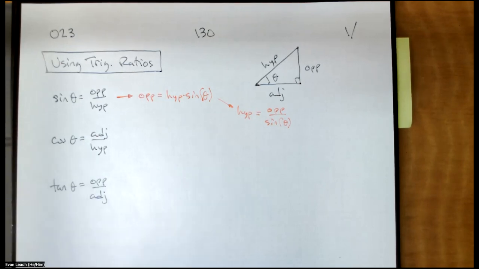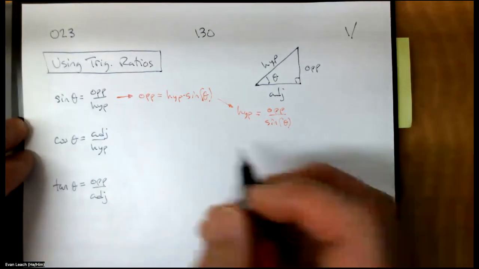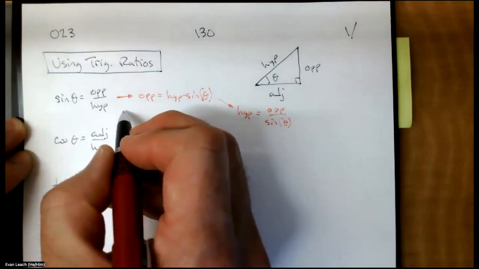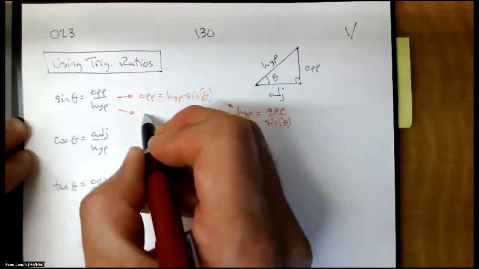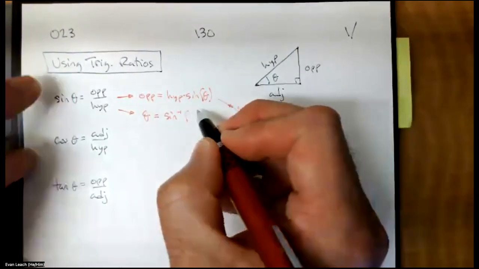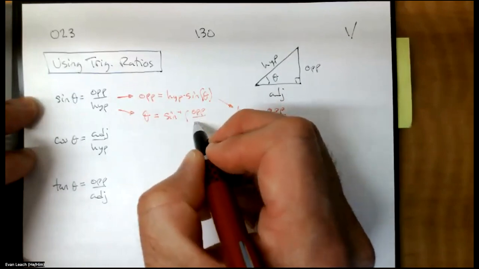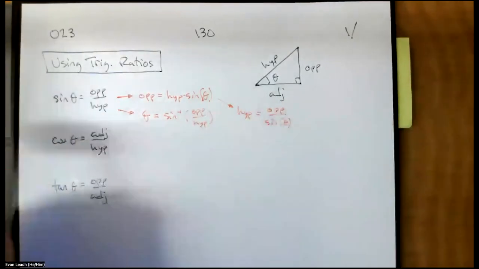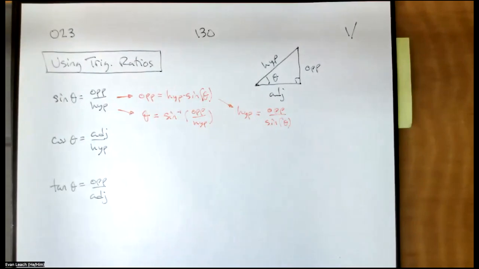One of the things that we came across last time was that if we want to use these trig ratios to find angles, we need to undo our trig function. We need inverse trig functions. So the other thing that we have to have is that if sine of theta is opposite over hypotenuse, then theta is sine inverse of opposite over hypotenuse. We need inverse trig functions to solve for angles.